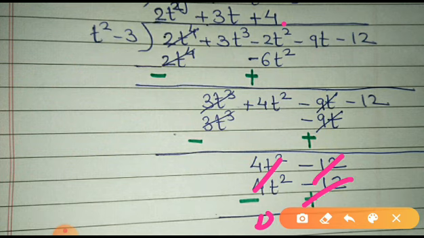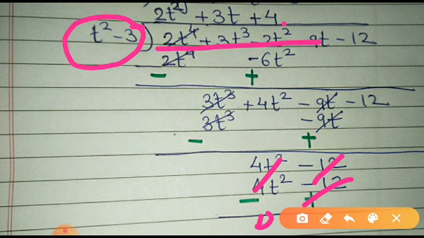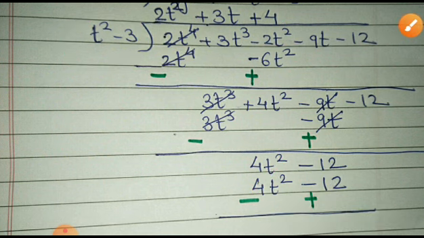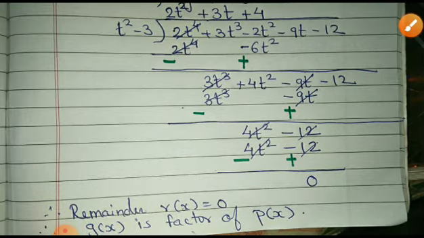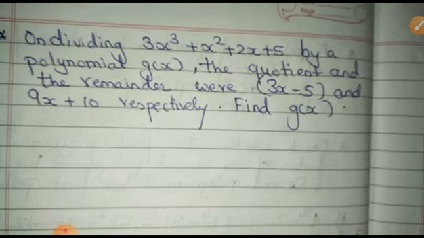Okay, if the remainder is 0, can I say that t square minus 3 is a factor of the given polynomial? Yes. The remainder I have got is 0. So the given g of x is a factor of p of x.